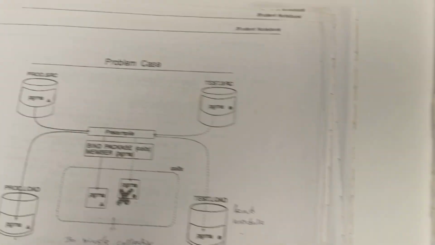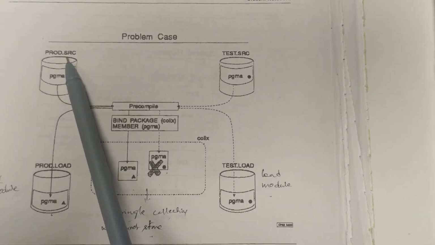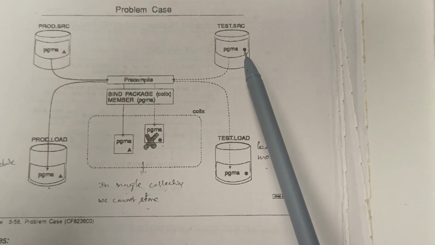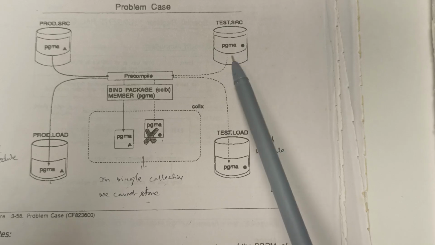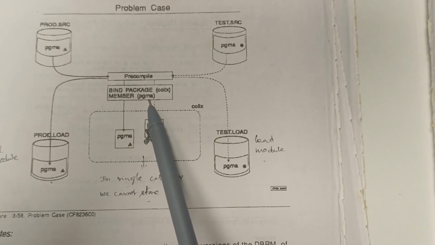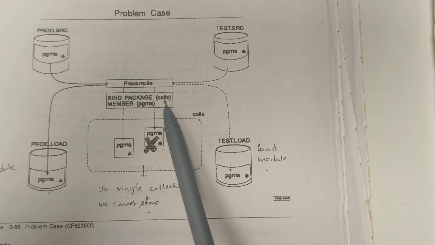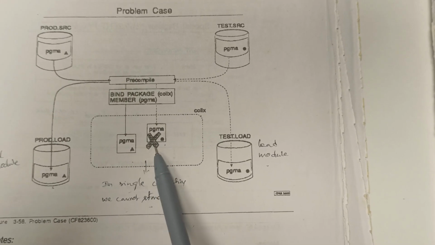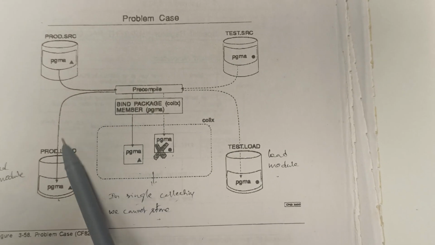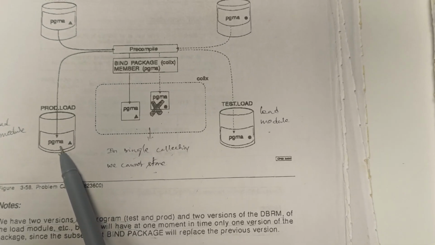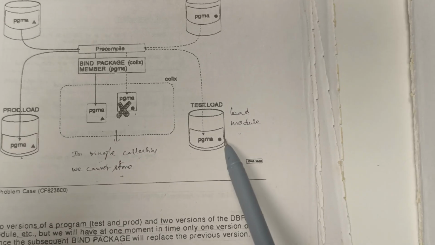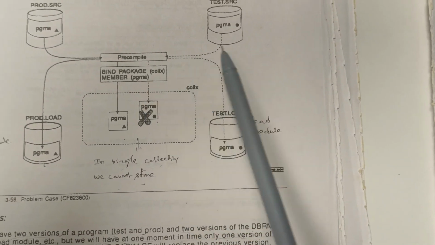And these are some problem cases here. This is production and this is the production test region. You can see there are two different timestamps for this program and this program. We are doing a precompilation, bind package, and member name here, program name program A, and given collection X. You can see these have different timestamps. If you give prod dot table name program 1, the one with this timestamp will be picked here, but the one with this other timestamp will not be taken.